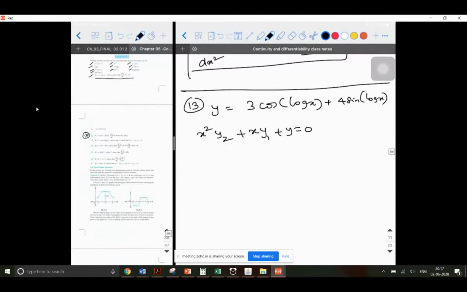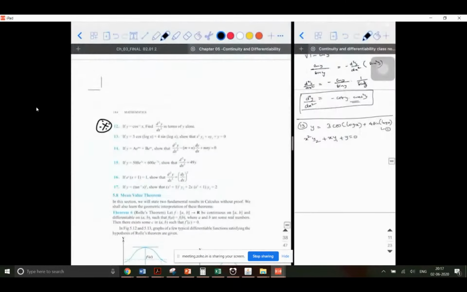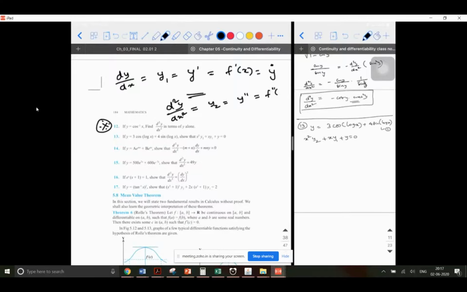So y1 is the first derivative, y2 is the second derivative. Observe the method of writing: dy by dx is the same as y1, the same as y dash, the same as f dash of x, the same as y with a dot on top of it. All these mean the same, the first derivative. Similarly, for the second derivative, d square y by dx square is equal to y2, is equal to y double dash, is equal to f double dash of x, is equal to y double dot. Similarly, for the third, you keep adding.